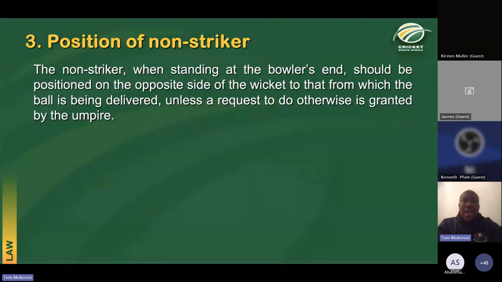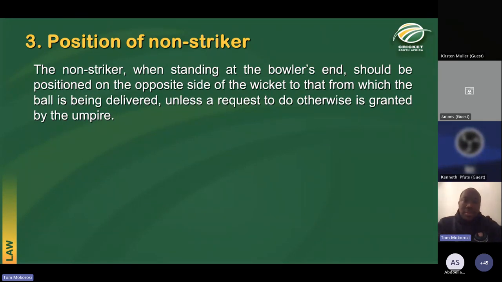Sometimes you play on a strip that is right on the edge of the square. Abdullah mentioned about the square earlier, and there could perhaps be a bump in the field where the square ends and the outfield starts, and it's not very comfortable for the non-striker to run up and down that particular line where the bump occurs. So the law tells us that the non-striker should be running on the side that the bowler is not bowling from.